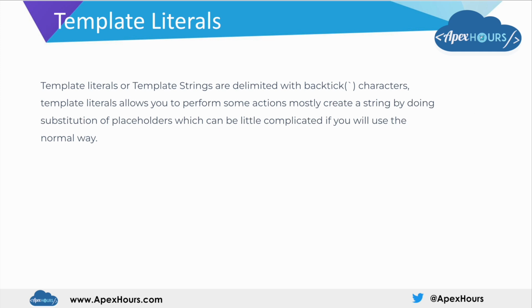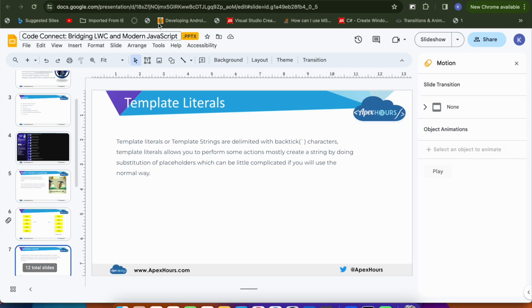So I'll start with template literals. Template literals or template strings are delimited with backtick characters. You must have seen backtick characters in JavaScript. If you're working in LWC already, you must have seen the backtick characters in GraphQL as well. Template literals allow you to create a string by doing substitution of placeholders, which can be a little complicated if you use the normal way. I'll show you some examples of these template literals.